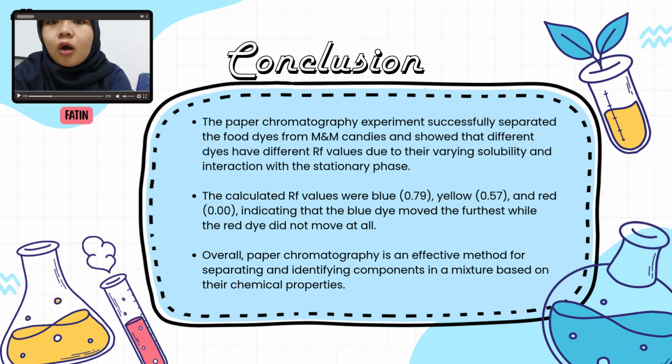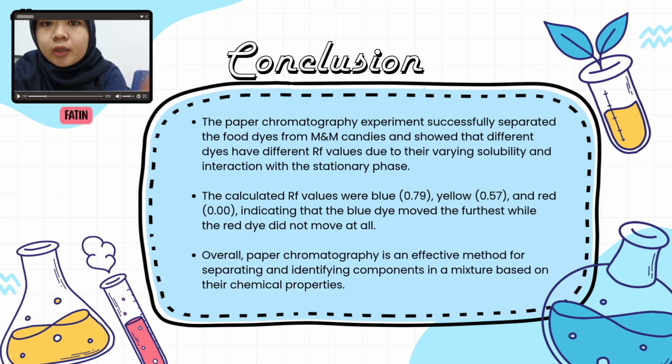The calculated RF values were blue 0.79, yellow 0.57, and red 0.0, indicating that the blue dye moved the furthest while the red dye did not move at all. Overall, paper chromatography is an effective method for separating and identifying components in a mixture based on their chemical properties.